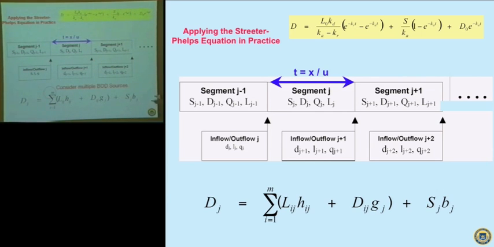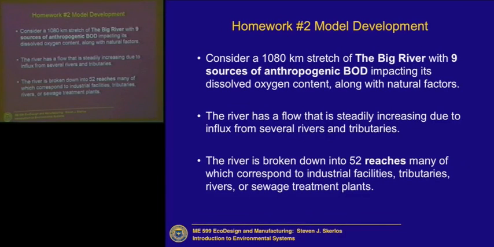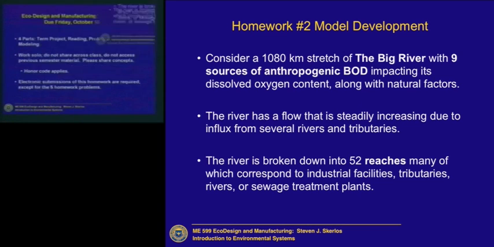Okay? So multiple BOD sources brings us to homework 2. All right, this is a big river. I think we've said everything that's on this slide already. It's 1,080 kilometers. The flow steadily increases because we have influx from tributaries and other rivers. Break it down into 52 reaches, corresponding to facilities and tributaries, rivers, and sewage treatment plants.